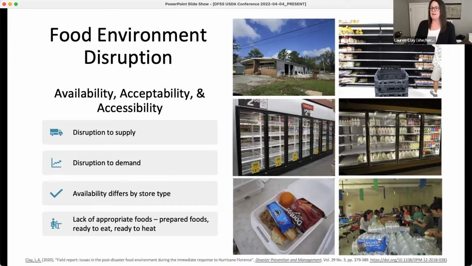Same day. Finally, there's certainly a lack of acceptable foods that are just inappropriate for households. If you have no kitchen or you're sort of on the move, if you're working quickly to muck out a house before mold sets in, you're not really in a position to go buy fresh ingredients to prepare a meal. You really need prepared foods, ready to eat foods, ready to heat foods to meet your needs.